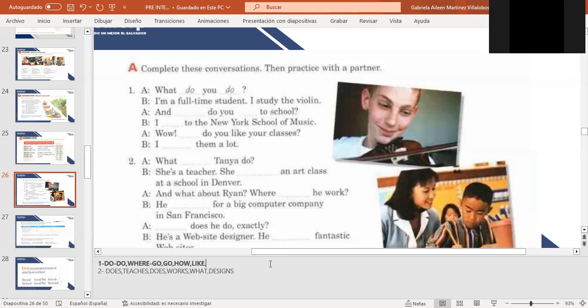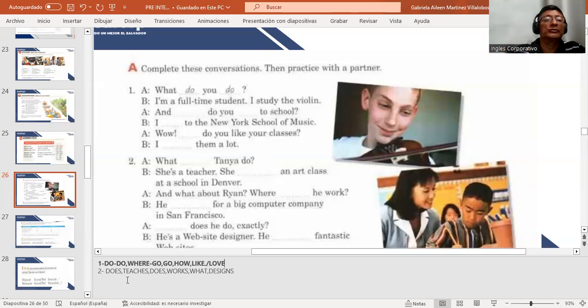Corrija. Sure. And I can say I love them a lot. Oh, yeah. Yeah. I can do that. Yes, yeah, it's okay. I love them. Okay. Thank you. Elizabeth. Okay, number two.